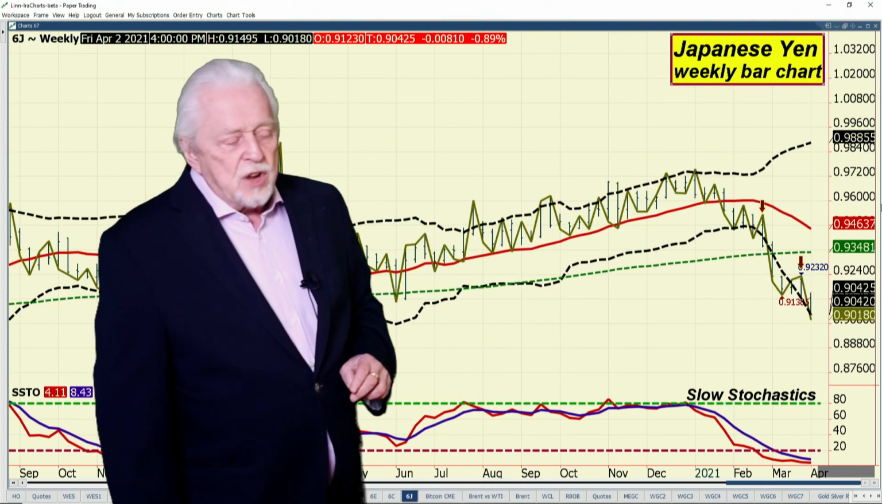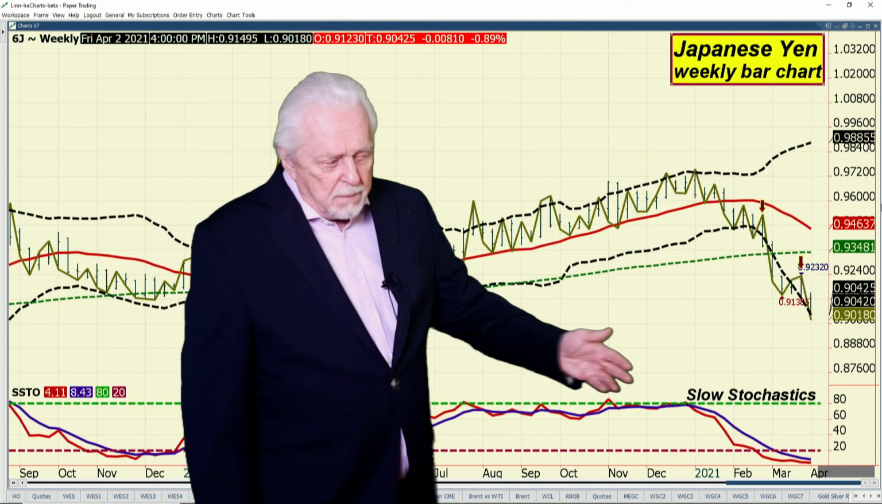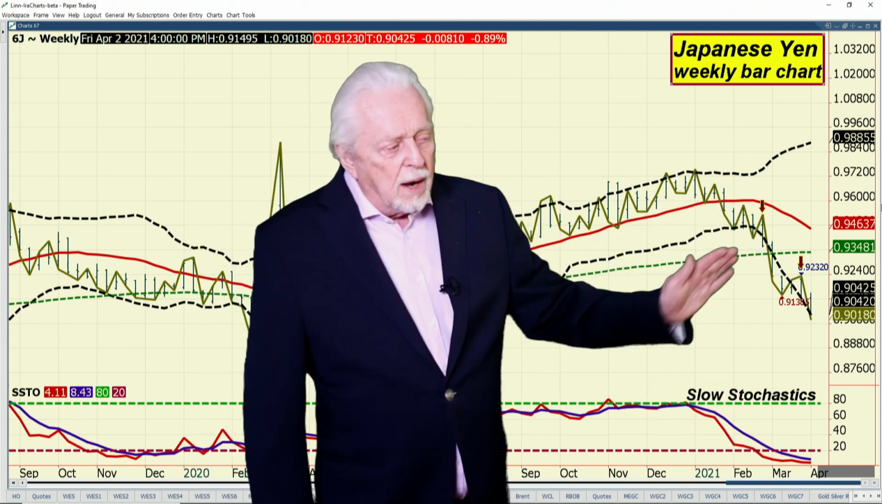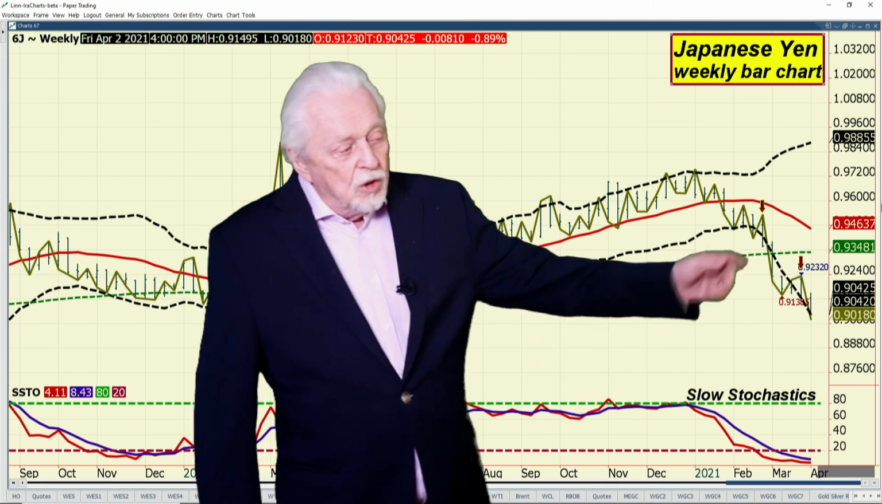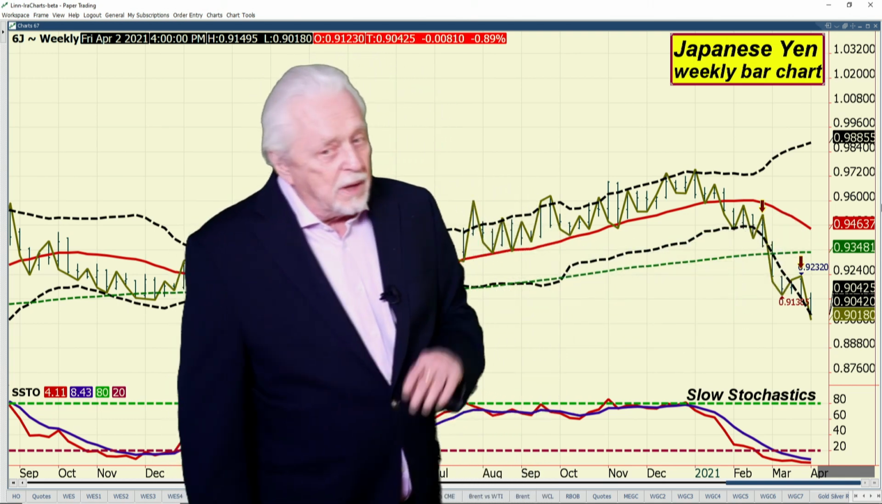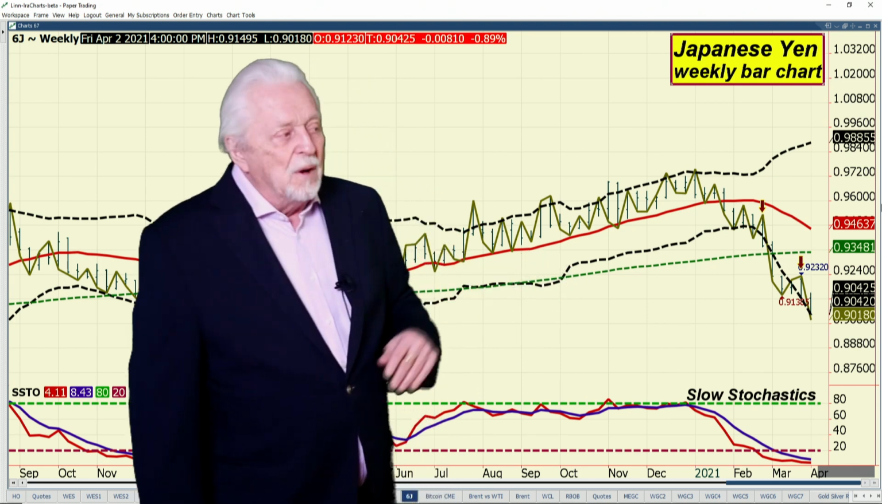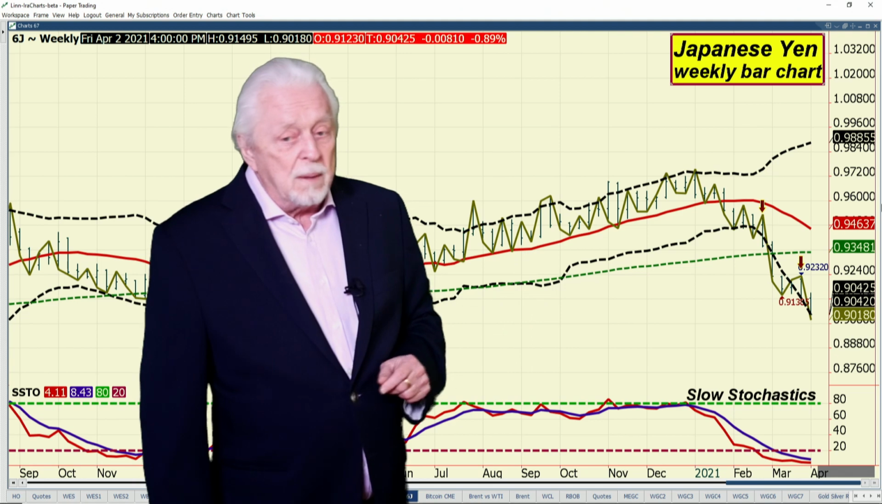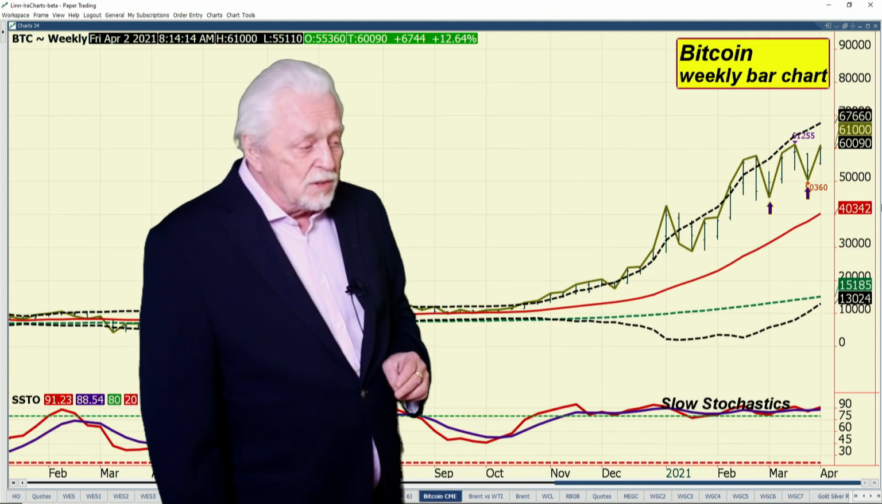In the Japanese yen, this continues with its embedded bearish reading of the slow stochastic. You have the lower highs, lower lows. You might even eventually get the 18-week average to get under the 100-week. You're nowhere near it right now, but something to be looking at. And this currency, why would it go up? I'm not sure the Japanese even want it to.